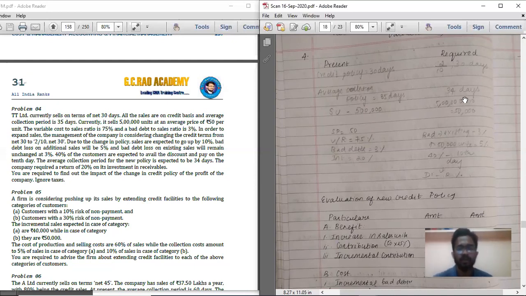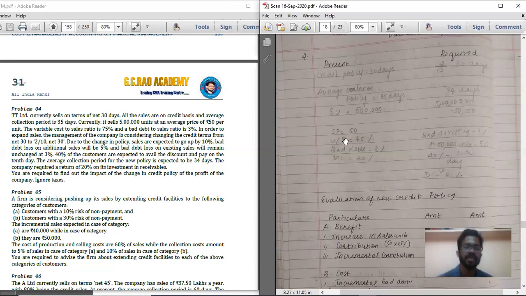And sales value, that is sales in units, under present is 5 lakhs. Under proposed it is 5 lakhs into 110%. That is 5 lakh 50,000. Under the new policy, 5 lakh 50,000. So incremental sales is 50,000.